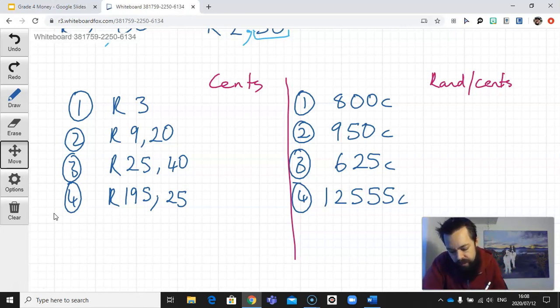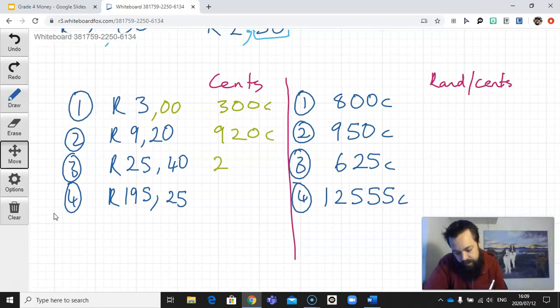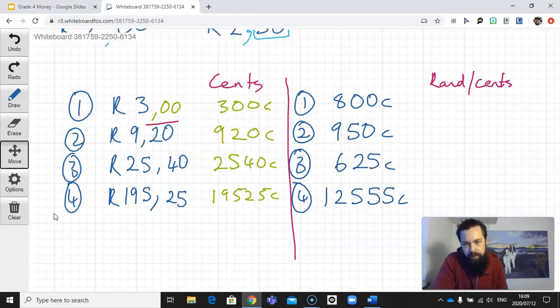Well, when we don't have any cents, we don't normally write it, but it could be written as 3,00, and as cents, we just take out the comma, 300. Take out the comma, 920 cents, 22,540 cents, 195.25 cents. So all we're doing is we're taking out the comma. That's how we do it, and then we're just aware that if we don't have a comma, we might need to put the comma in, and the 2 spaces for the cents.